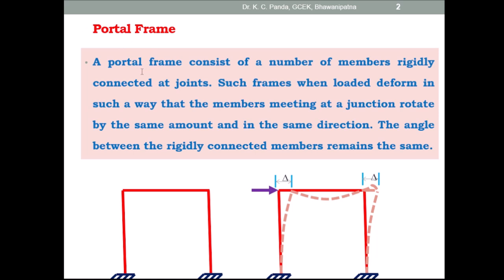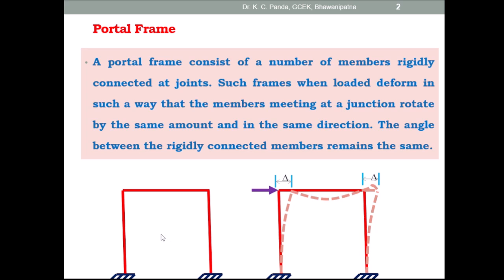A portal frame consists of a number of members rigidly connected at joints. Such frames, when loaded, deform in such a way that the members meeting at a junction rotate by the same amount and in the same direction. The angle between the rigidly connected members remains the same. So look at this figure. Here this is the portal frame. These are the vertical members and this is the horizontal member, and the members are rigidly connected at the joints.